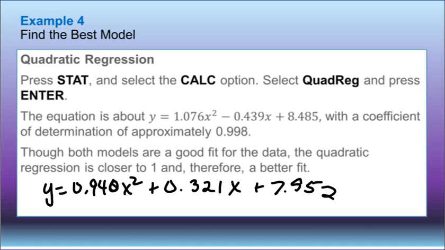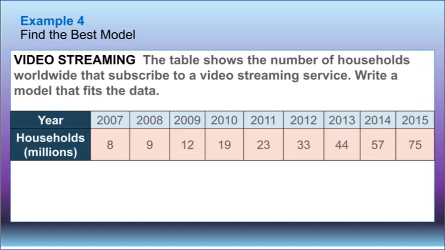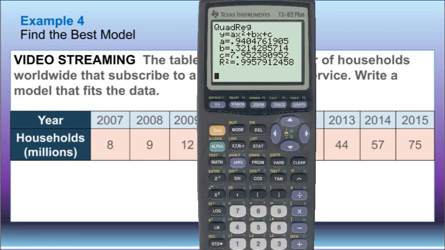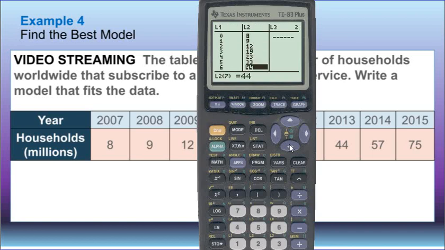Now you'll see that on the slide here, my answer is a little bit different. The reason why is that if I went back to the original problem, I actually didn't include these next two points. So if I go back to my calculator, go to stat, edit, I need to continue going down. I need 7 and 8, and then I need to put in 57 and 75.